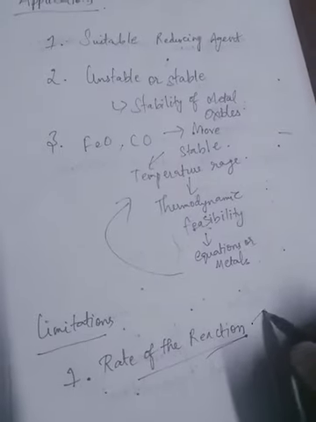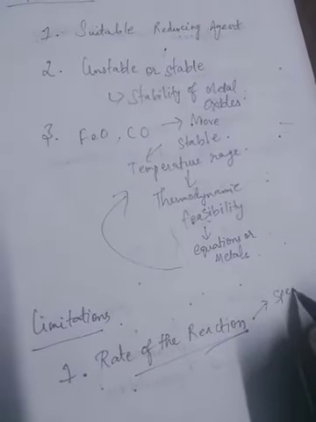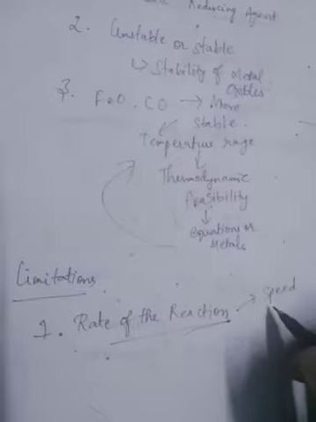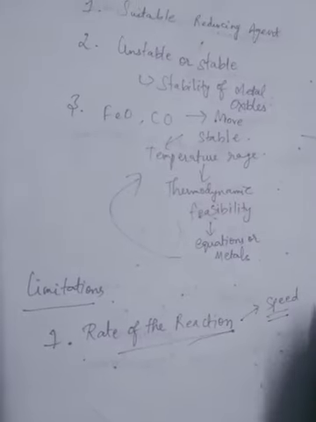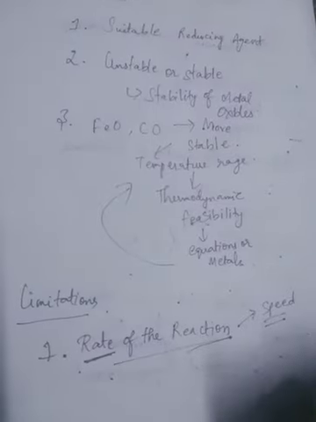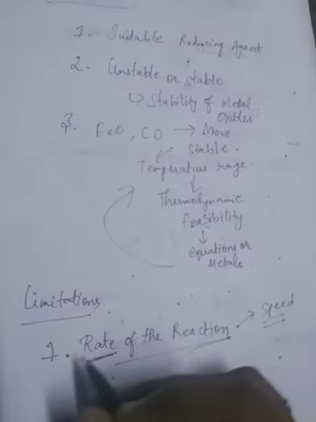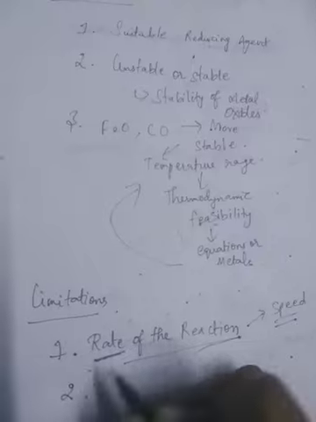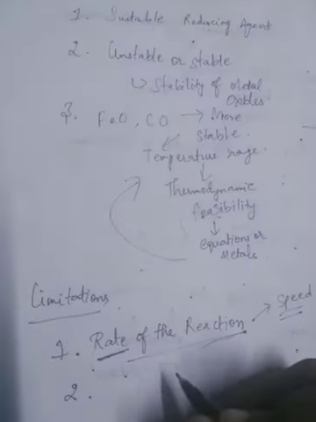With rate of the reaction only, rate means speed of a reaction, when will the whole reaction get over, that is the rate of the reaction. We should know the rate of the reaction because we can't keep waiting until the product is formed. So that is one limitation. With Ellingham diagram we cannot find the rate of the reaction.